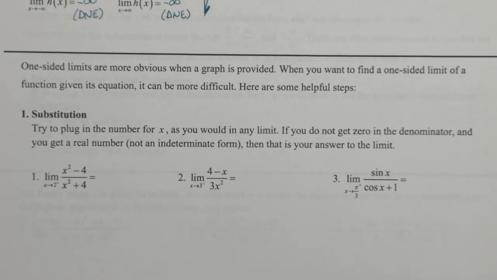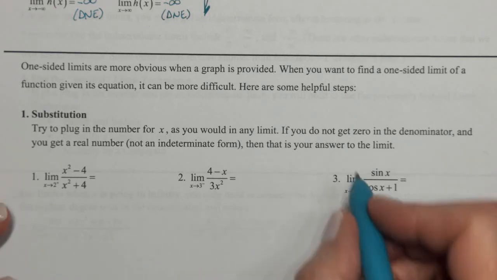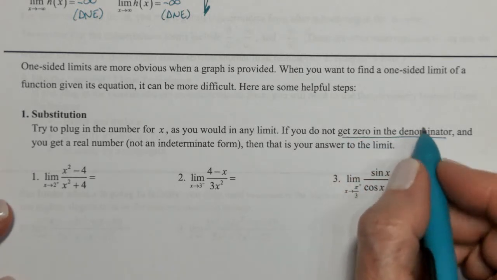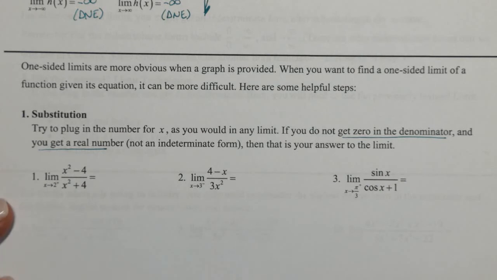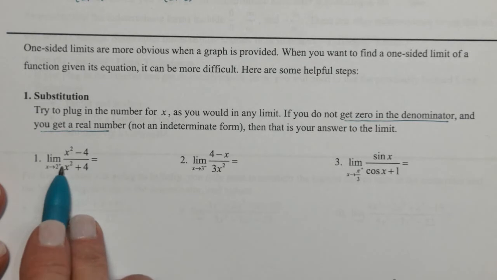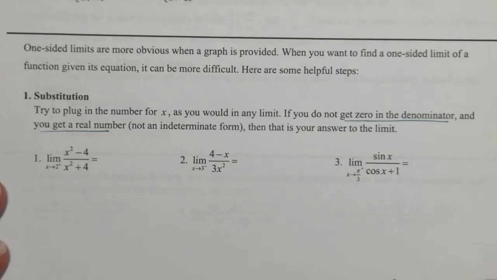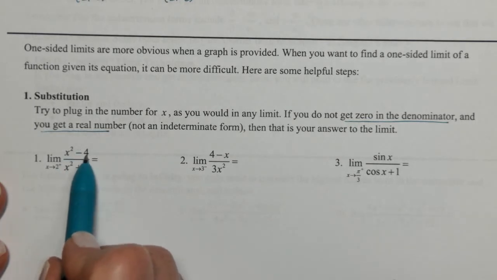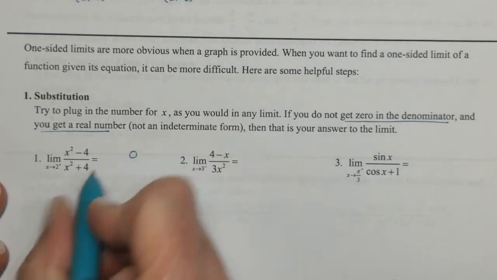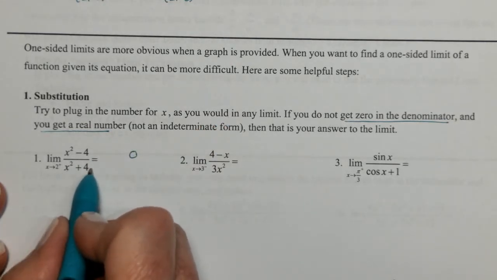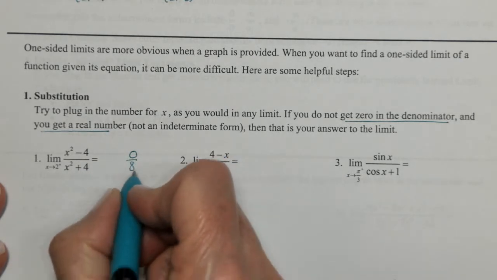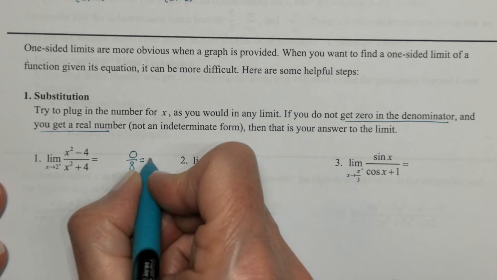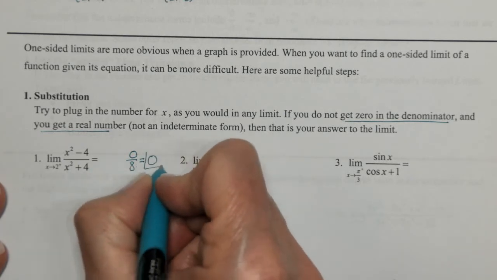First, just try to plug in the number as you would any limit. If you do not get 0 in the denominator, and you get a real number, not an indeterminate form, then that is your answer to the limit. So for 2 from the right, we begin by just plugging in 2 for x. We would get 4 minus 4, which is 0. On the bottom we would get 4 plus 4, which is 8. 0 divided by 8 is not indeterminate, that is 0. So this limit is just 0.